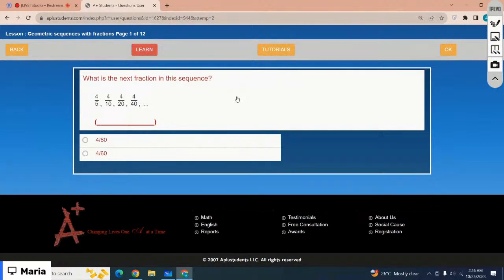The numerators are same, right? The numerator stays the same, just the denominators are increasing, and denominators are increasing by what number? 5 times 2 is 10, 10 times 2 is 20, and 20 times 2 is 40, right? That means that each next denominator is the multiple of 2. So the next one would be 4 divided by 40 times 2, right? That means 4 over 80. The correct number is 4 over 80.